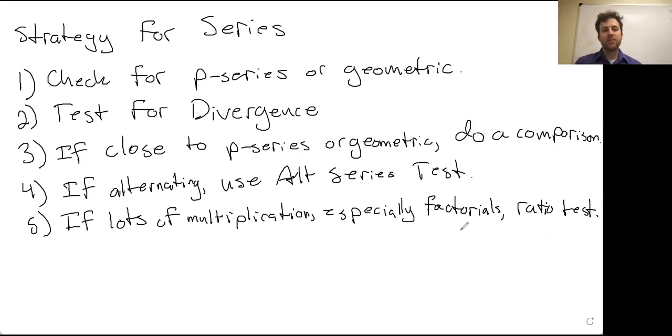And here's an example where, while this is written in order, some things override other things. In particular, even if you have an alternating series, if there's a factorial, you probably want to go with the ratio test. And in general, if it's alternating but sort of complicated, you might not want to use the alternating series test.